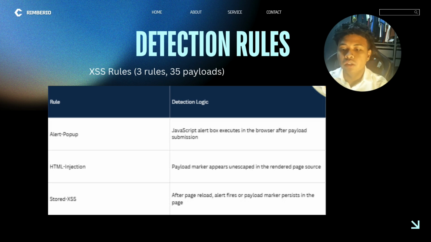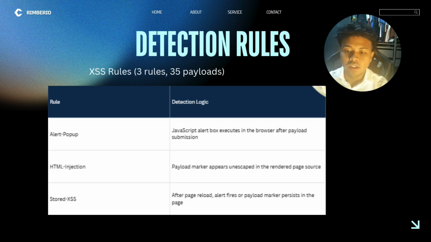So the second rule is HTML injection. The system checks whether the payload markers appear unescaped in the rendered page source. So if the input is reflected without proper sanitization, it indicates the application is vulnerable to reflected cross-site scripting.